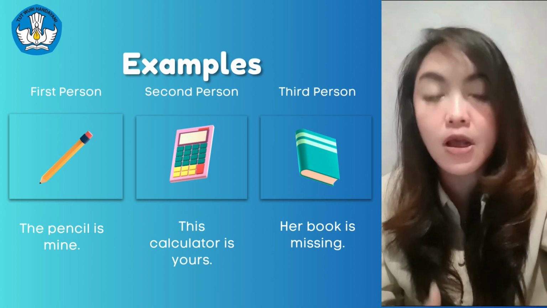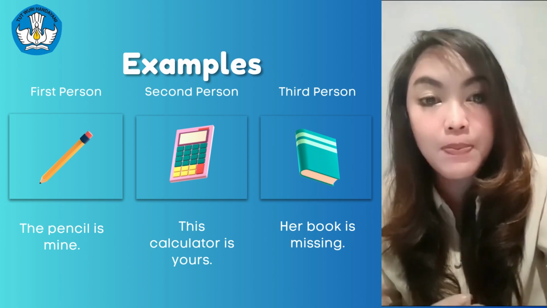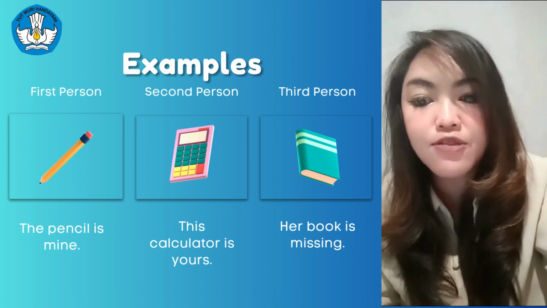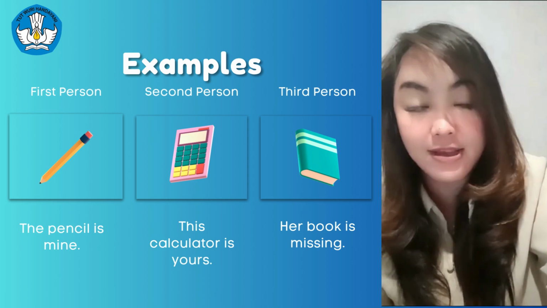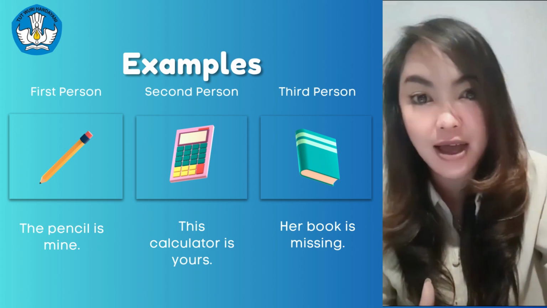For the third person, her book is missing. The possessive pronoun her refers to the ownership of the person being talked about. Jadi her di sini mengacu kepada orang yang sedang dibicarakan.